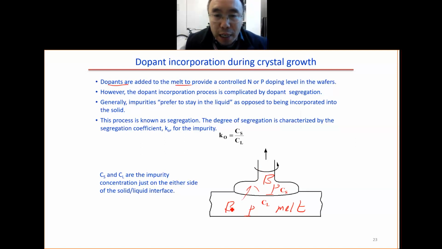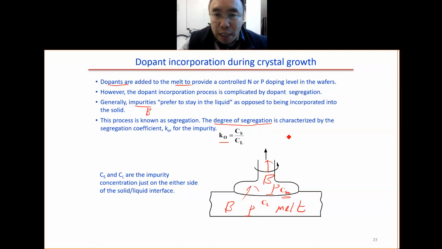Ideally, the dopant concentration in the liquid is the same as the dopant concentration in the solid. But in reality, this is not the case. Generally, impurities like the dopant impurities prefer to stay in the liquid. As a result, the dopant concentration along the boule will not be uniform. This is described as the degree of segregation, which is defined as Cs over Cl. That means the dopant concentration on the solid side divided by the dopant concentration on the liquid side.